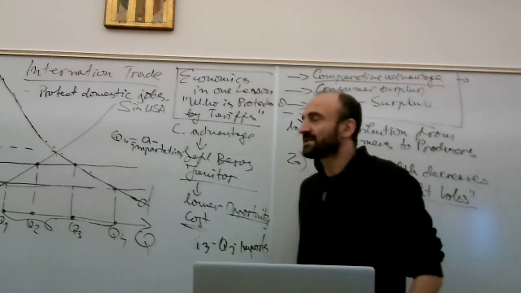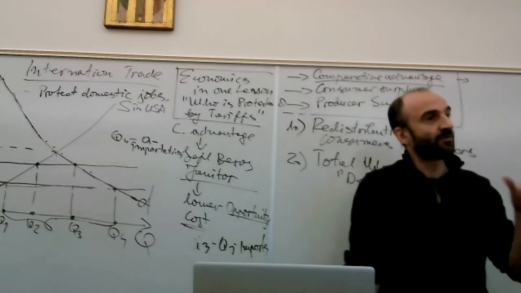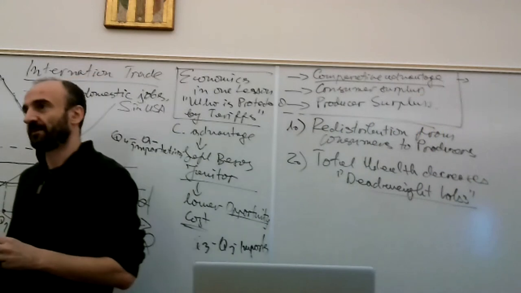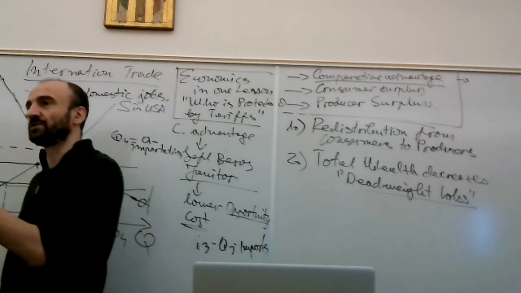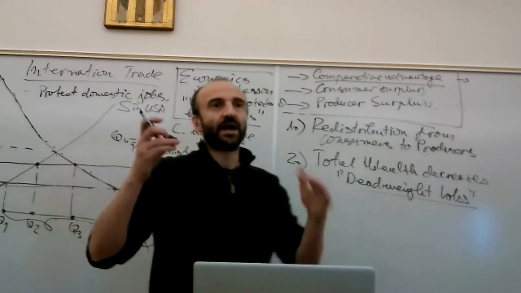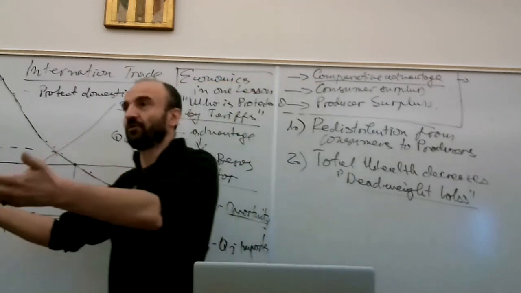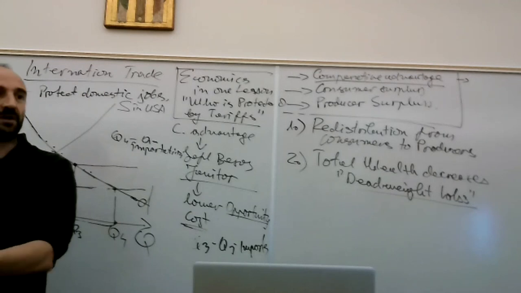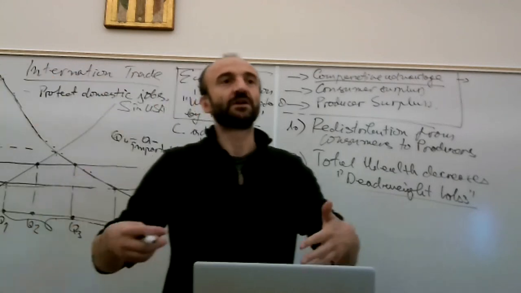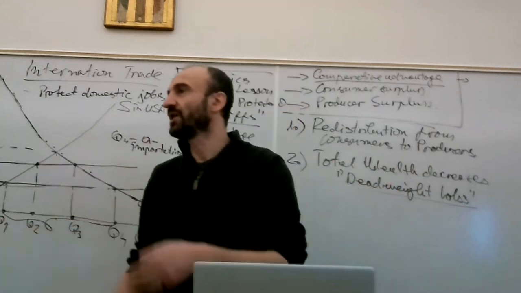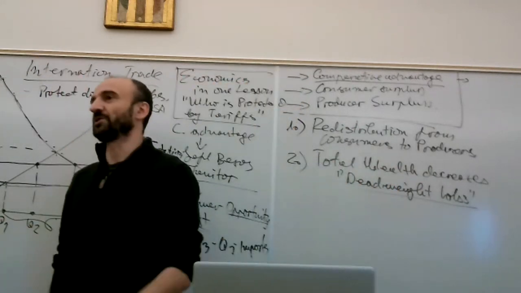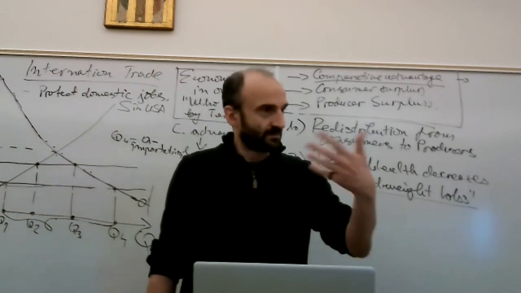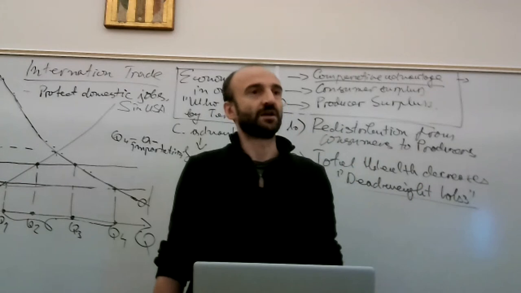Now, let's see what happened. We want to demonstrate first this redistributive effect of tariffs. Value that's been shifted from consumers to producers. So consumer surplus is a measure of consumer benefit from trade. Producer surplus is a measure of producer benefit from trade. If producer surplus increases as a consequence of a given change, we say that the producers benefited from that change. If consumer surplus increases, we say that consumers' value increased as a consequence of that change.